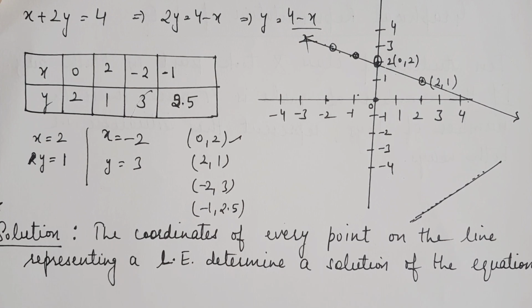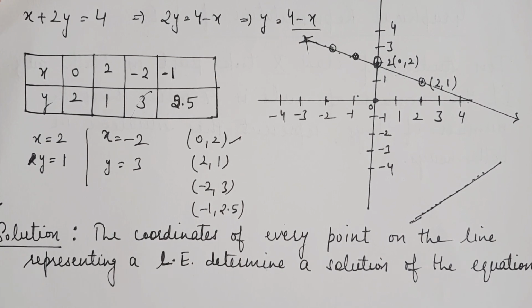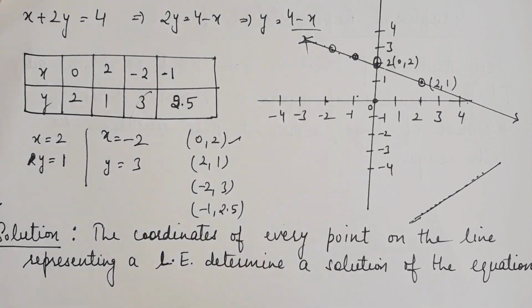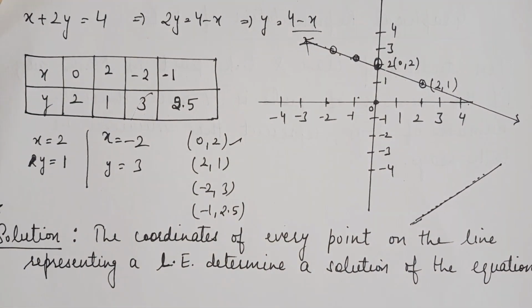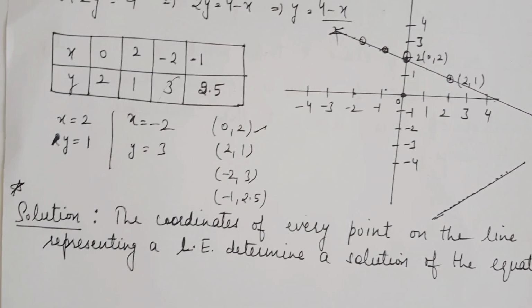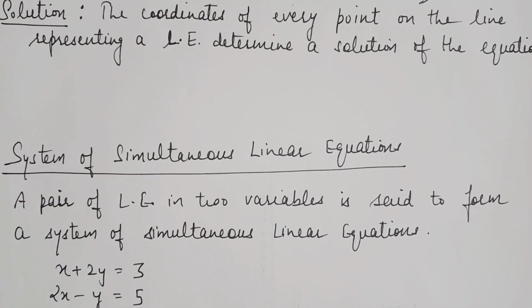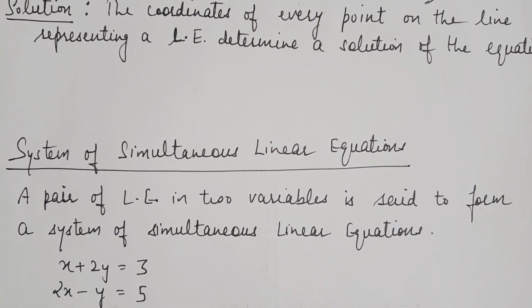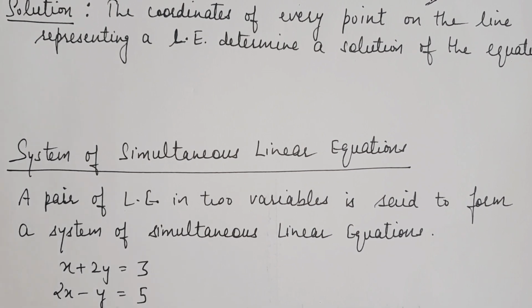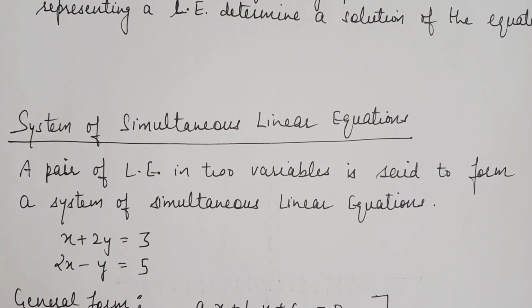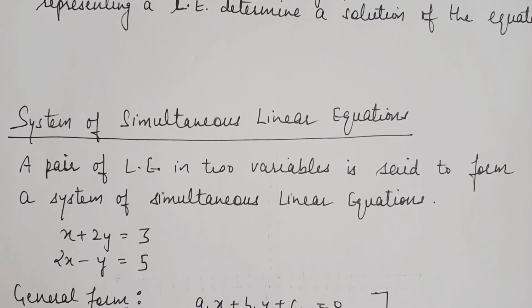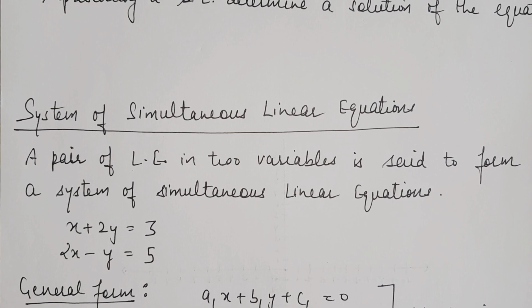Okay. So that's why we say that there are infinite solutions of a linear equation in two variables, because the line contains infinite points. Now the next topic is system of simultaneous linear equations. What is a system of linear equations? A pair of linear equations in two variables is said to form a system of linear equations.